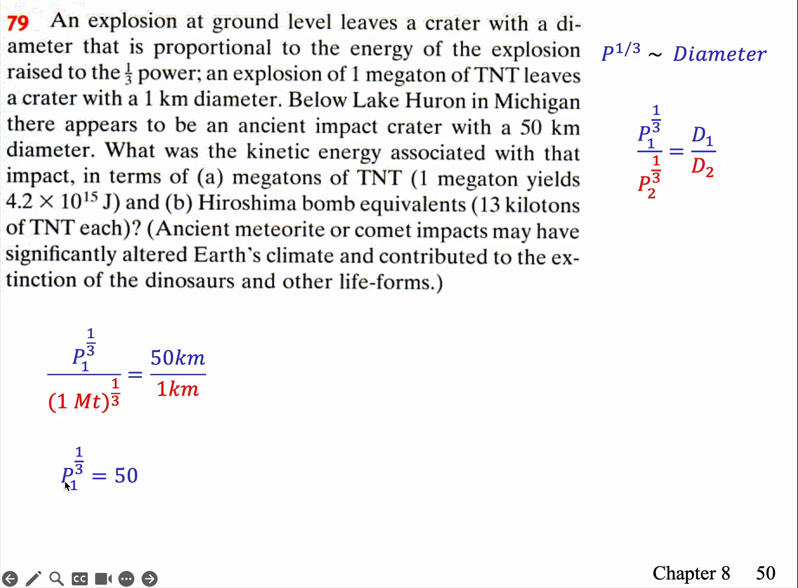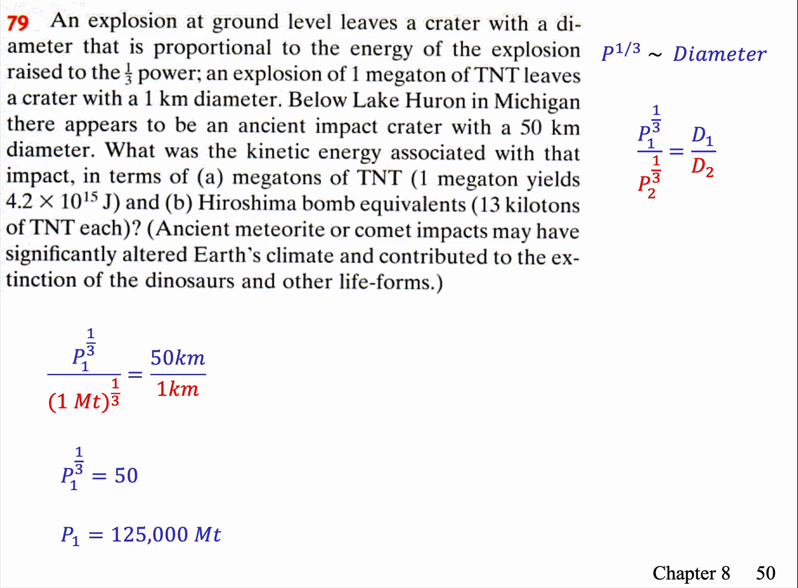The power on top, P1 to the 1/3 power, is equal to 50. And I'm leaving out units. And please realize the power we solve for here is going to be in megatons. Cubing both sides, we discover that P1 is 125,000 megatons. For those of you who are thinking, that is 125 gigatons. All right, that's the answer to A.